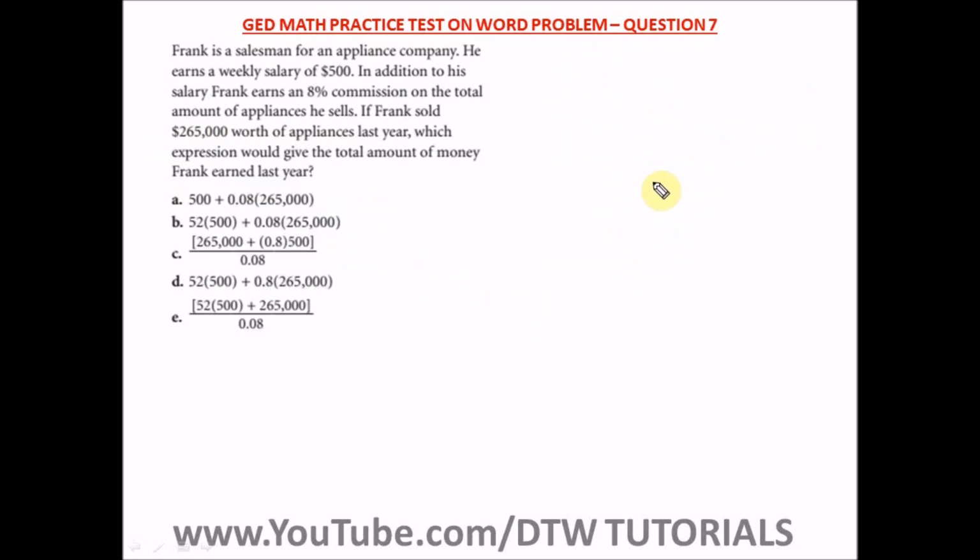Question 7 of the GED math practice test on word problems. It says Frank is a salesman for an appliance company. He earns a weekly salary of $500. Okay, so we have here Frank's weekly salary. Just state here weekly salary is equal to $500.